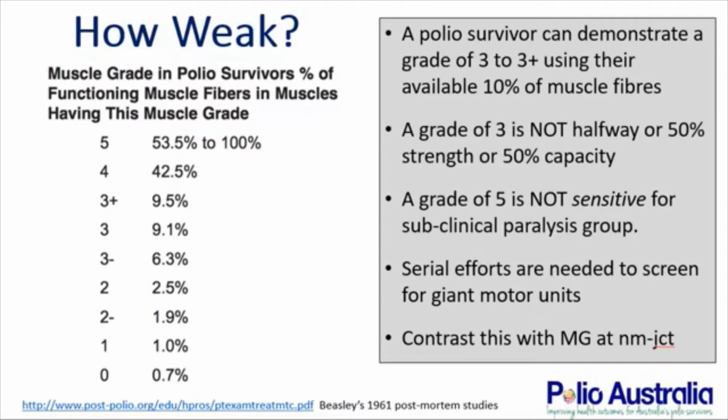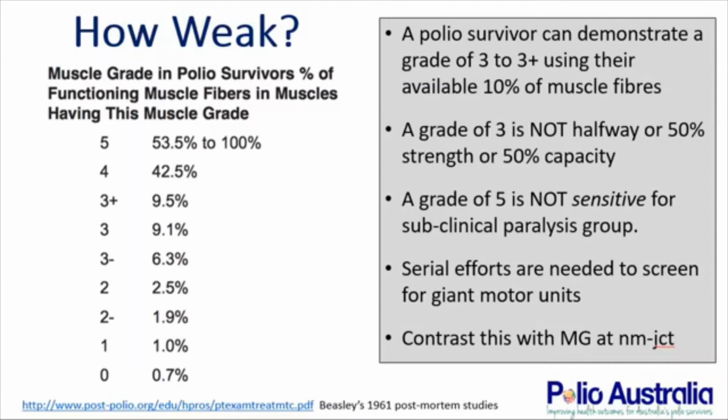If we look at this, a lot of polio survivors have a muscle group or several muscle groups that may be in the 3+ to the 4 range, which means they have about 10 to 40% of their functioning muscle fibers contributing to a contraction or a movement. If you think back to the Viking boat example with all the rowers, there were 100 rowers on that Viking boat. These polio survivors can be quite functional with 10 to 40 rowers driving that boat.